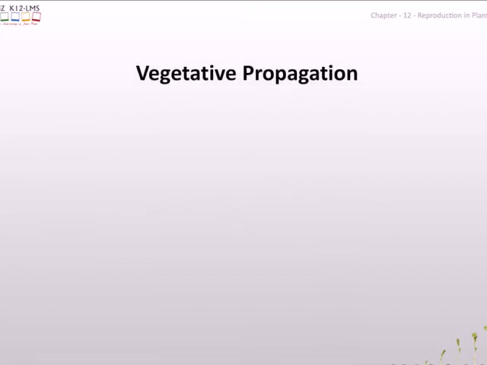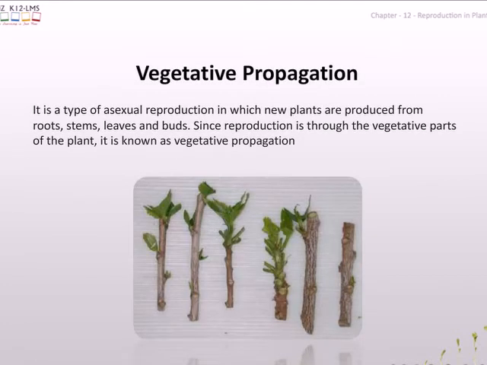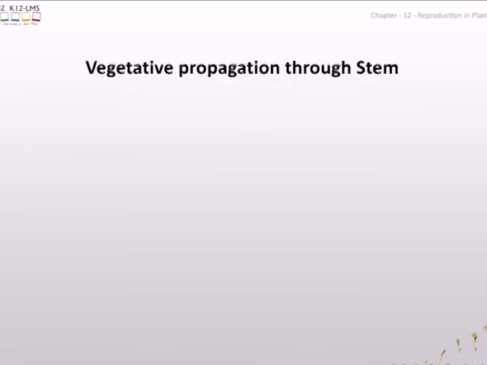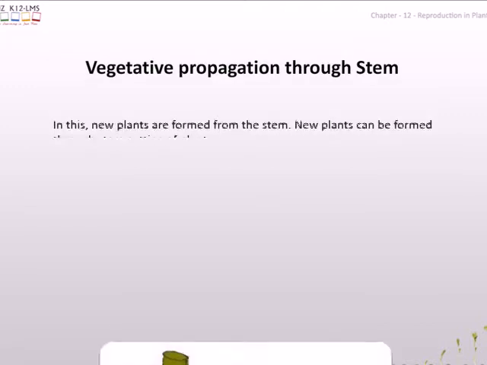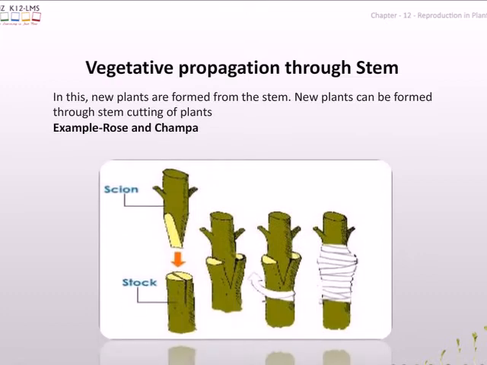Vegetative propagation. It is a type of asexual reproduction in which new plants are produced from roots, stems, leaves, and buds. Since reproduction is through the vegetative parts of the plant, it is known as vegetative propagation. Vegetative propagation through stem. In this, new plants are formed from the stem.